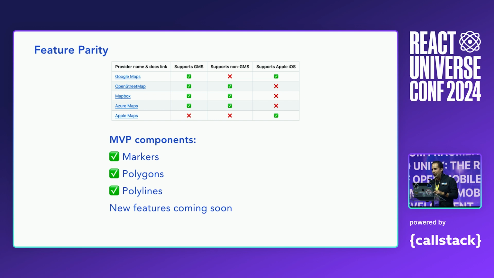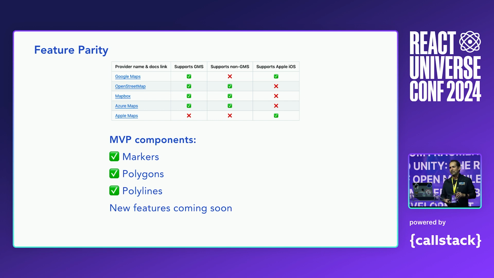All right, in terms of feature parity, this is a challenge, right? Of course, each provider doesn't have the same functionality. There are features, for example, Street View from Google, that are not available in others. So these are capabilities that are not available. And so that's why we introduce other components and the ability to get access to the under-the-hood classes from the SDKs.